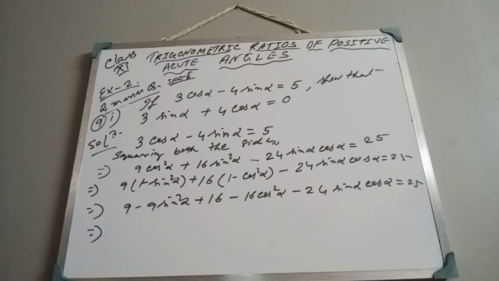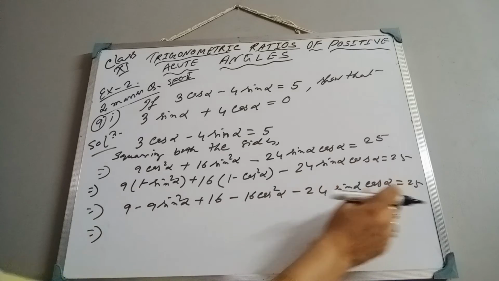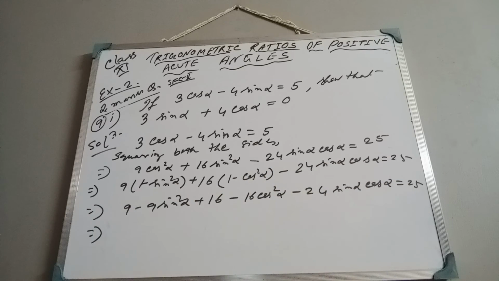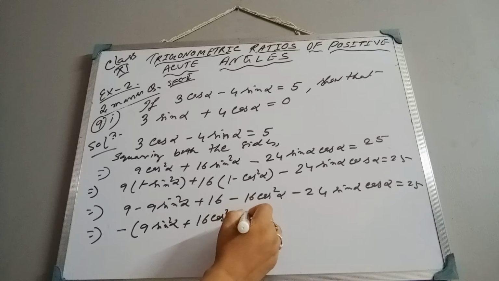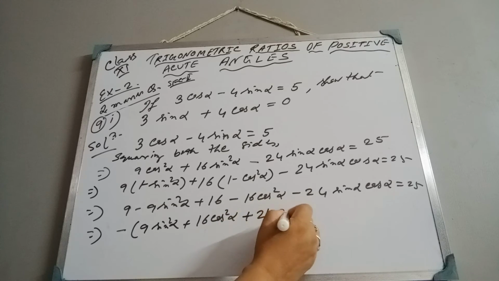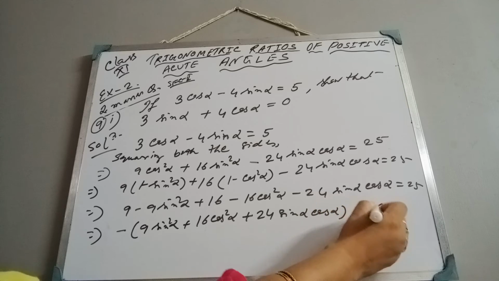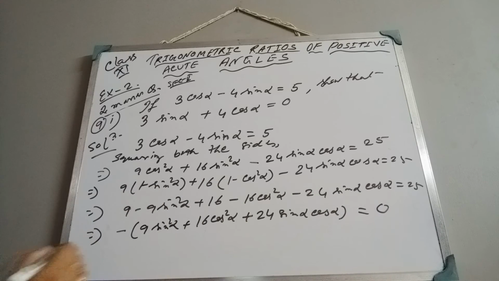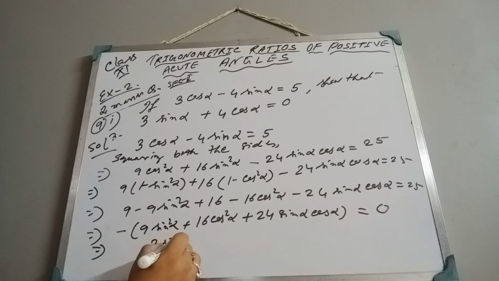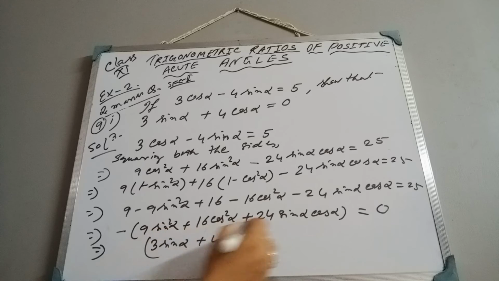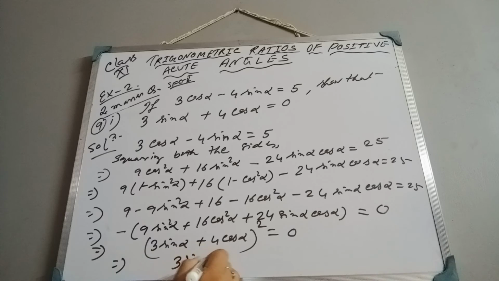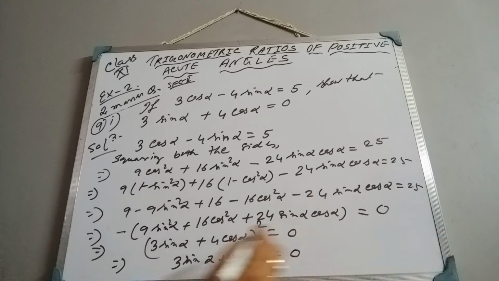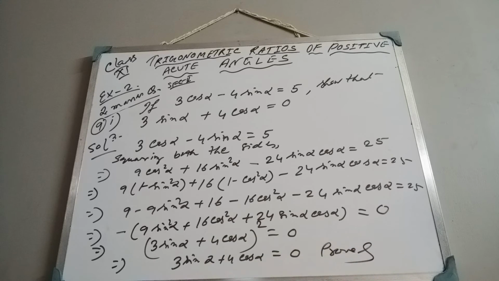Now 9 plus 16, this is again 25. Okay, so this 25 and right side 25, these two will be cancelled. Okay, and what we will get, we will take minus common, then we will get 9 sine square alpha plus 16 cos square alpha plus 24 sine alpha cos alpha is equal to 0. This only we will get, which means 3 sine alpha plus 4 cos alpha whole square is equal to 0. Okay, that means 3 sine alpha plus 4 cos alpha is equal to 0. This is now proved. This only we have to prove. Okay. Sum number 9, part 1 done.